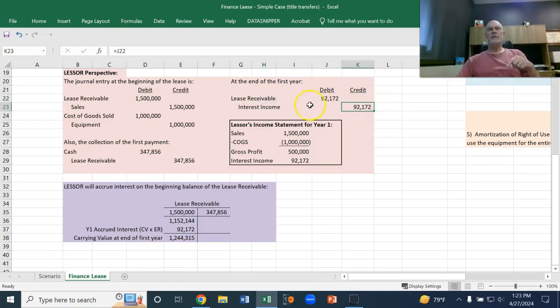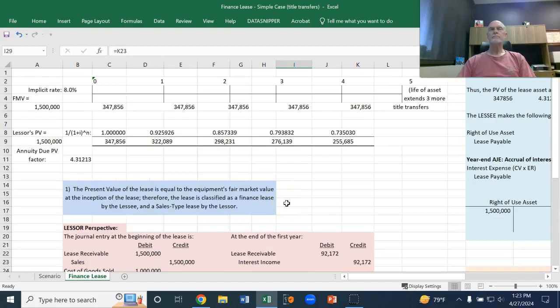So in the first year of the lease, the lessor is going to have gross profit on the sale of $500,000, plus they'll also have interest income on that lease receivable of $92,172. Then on day 1 of year 2, they'll have another collection, and so the process continues all the way through the 5th year.